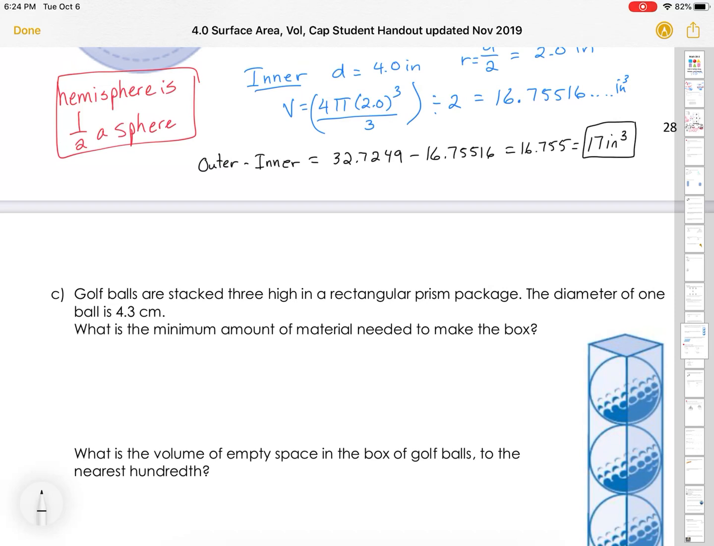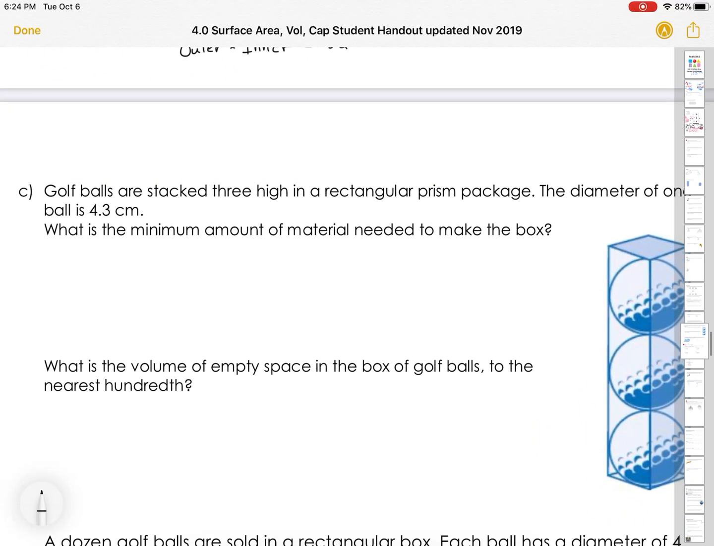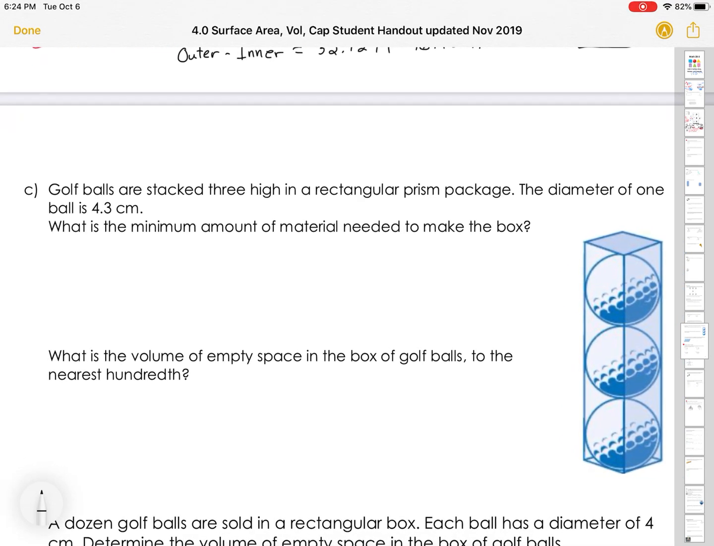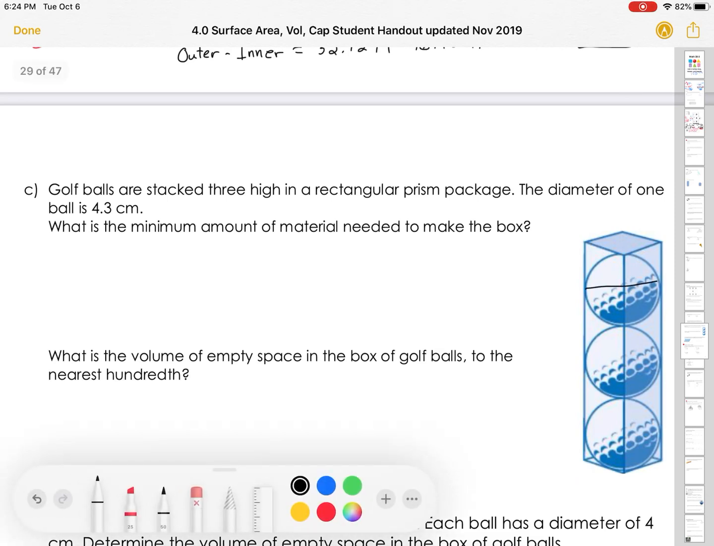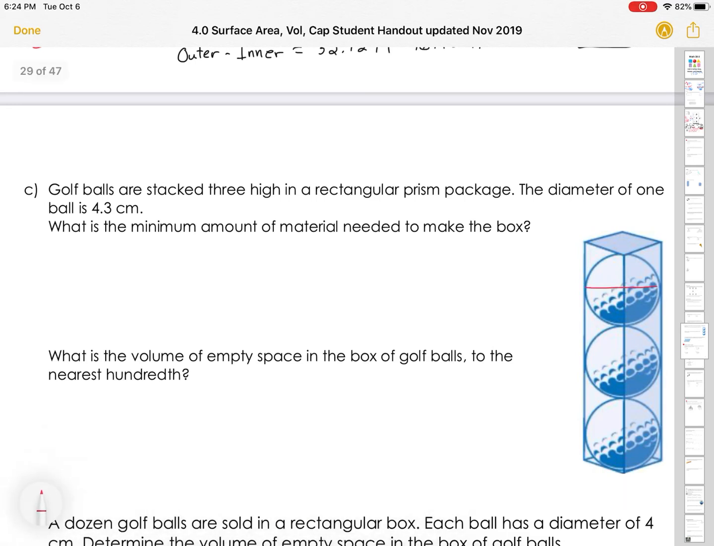Okay, let's take a look here. So our next page deals with golf balls. Isn't that exciting? So golf balls are stacked 3 high in a rectangular prism package. So we can see that. Around the golf ball, there's quite a bit of air, right? Now, within this, it says the diameter of one golf ball is, I'm going to actually make that red so we can see it more clearly. If we take the diameter of this golf ball, the diameter is 4.3 centimeters.